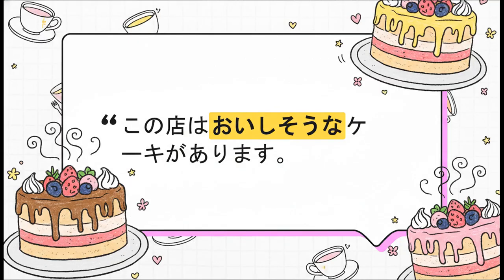And hey, we're back at the cake shop. Now you have the full sentence you need to say what you see. この店は美味しそうなケーキがあります. You're not making a promise about the flavor. You're just commenting on that absolutely mouth-watering appearance.